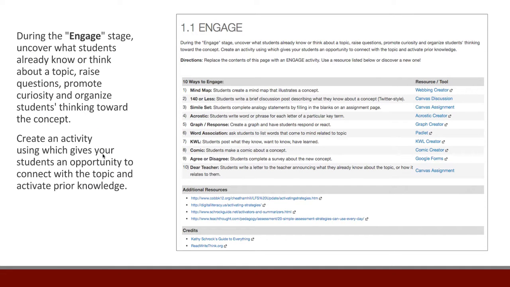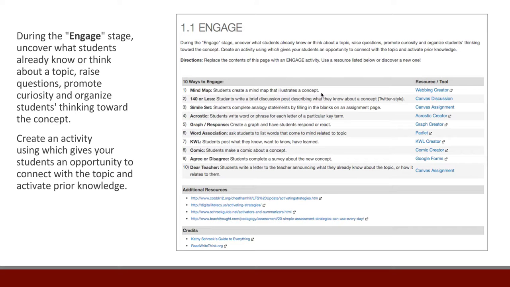Then comes each of the 6 E's, and each is on a separate page. So the Engage page is where you're allowing students to uncover what they already know or think about a topic and begin to question it, and you're also sort of piquing their curiosity. And you can do that through activities that you see here. These are just some suggestions, such as a mind map or a KWL graphic organizer, or surveying students with an agree or disagree, quick survey, asking students to write a letter. So these are all ways that you can engage or hook your students early on.